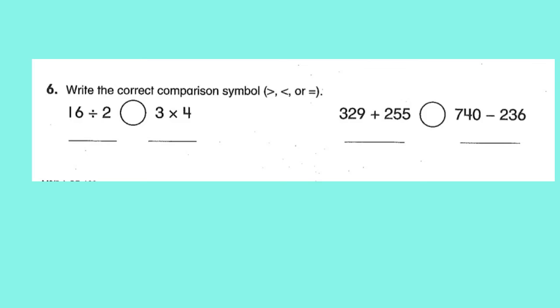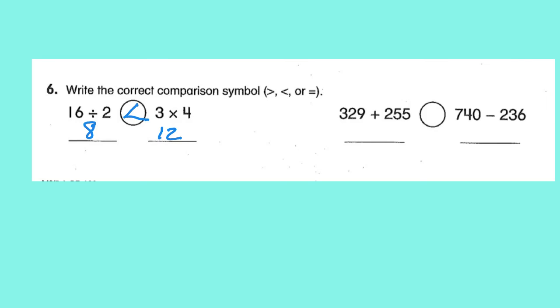All right, number 6, write the correct comparison symbol, greater than, less than, or equal to. All right, so to do this, we need to solve for 16 divided by 2. Equals how much? Get ready. 8. 3 times 4 equals, get ready, 12. So we know that it's not going to be equal to, and 8 is not greater than 12. 8 is less than 12.